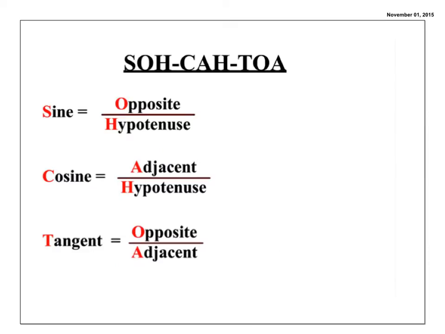Now, on this line here, list out your 3 trig ratios. Up at the top is kind of a weird word. Some of you may have seen this before. Sometimes you cover this a little bit in Algebra 1, but it is the phrase SOHCAHTOA. And SOHCAHTOA is how we remember our trig ratios.